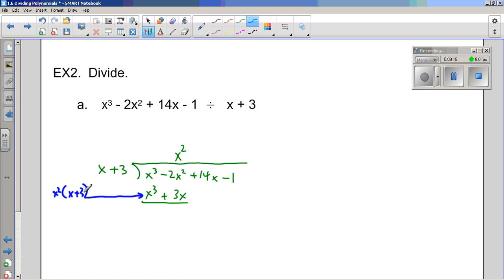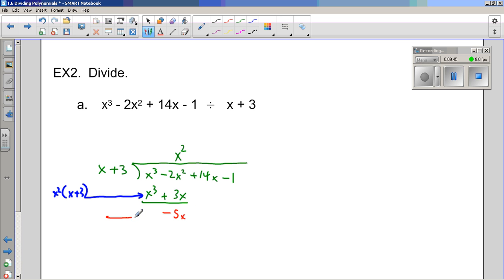And once we get used to this, by the way, you're not going to write these steps in. You're just going to be able to do this. And then my next step is to subtract, right? When I subtract, the x cubes are gone. That's the whole reason why I did this, right? Because now I'm going to have a one-term expression instead of a two-term that I started with. So when I subtract, negative 2x squared, subtract 3x squared, negative 5x squared. Watch your signs there.